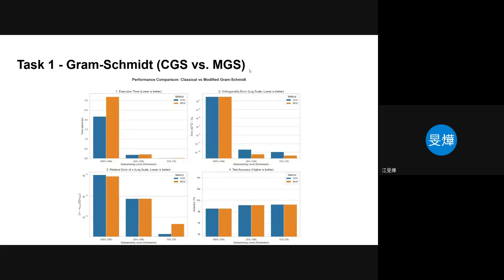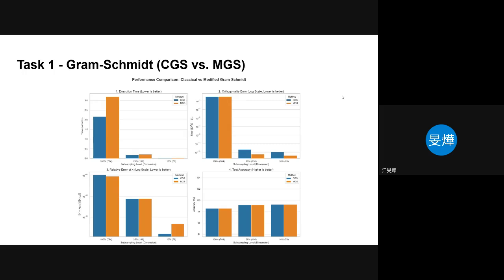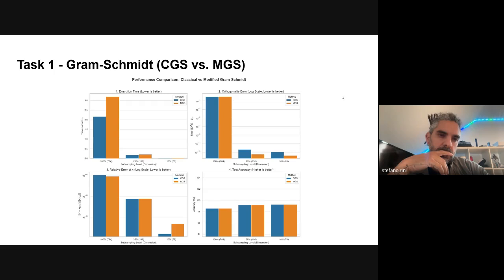But the error also drops dramatically at lower dimensions. It's a log scale, so it has a dramatic drop like that. And finally, the test accuracy here is classification, right? Yeah, the blue one is classification. Very nice. So you have the error and then you have the classification. Okay, very good.